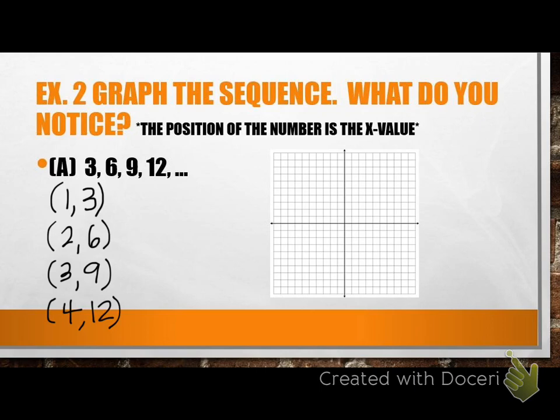Now, we should all know how to graph ordered pairs by now. Layla, talk me through graphing (1, 3). I'm going to go right 1 and up 3, and I'm going to plot my point. Awesome. All right, how do I graph (2, 6), Daniel? To the right 2, and then up 6. Awesome. All right, Tristan, how do I do (3, 9)? To the right 3 and up 9. And then (4, 12). Jaden, how do I graph (4, 12)?